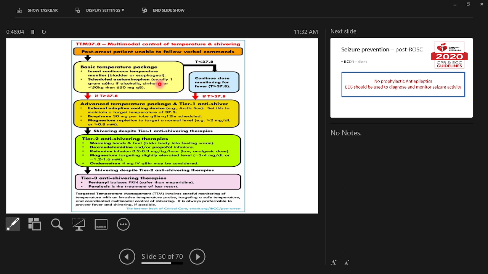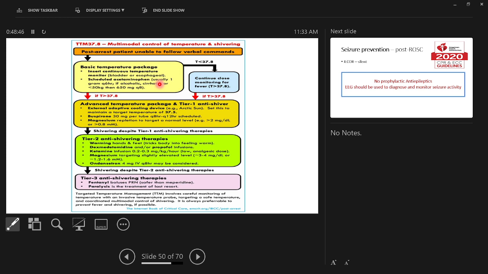I have taken this table from a paper where they follow the TTM2 guideline and a multimodal control system for temperature and shivering management. Now, what can we do for maintaining temperature in the post-ROSC phase? Any post-ROSC patient who is unable to follow verbal commands, we check the temperature. Initially you have to start the basic temperature package. We have to insert a continuous temperature monitor, either an esophageal probe, and we can monitor the temperature. And we can start scheduled antipyretics, like paracetamol 1 gram QID, or if the patient has cirrhosis, then we can start 650 milligram TDS.